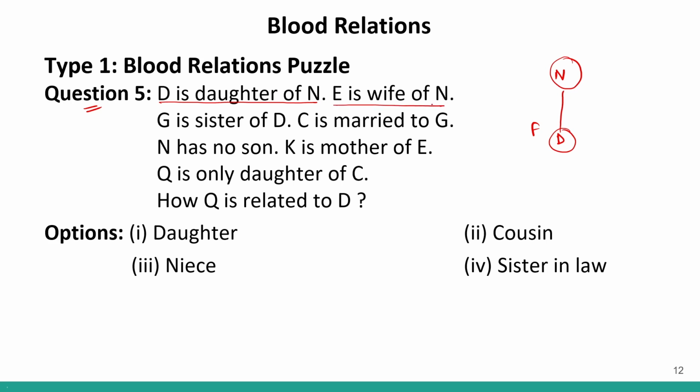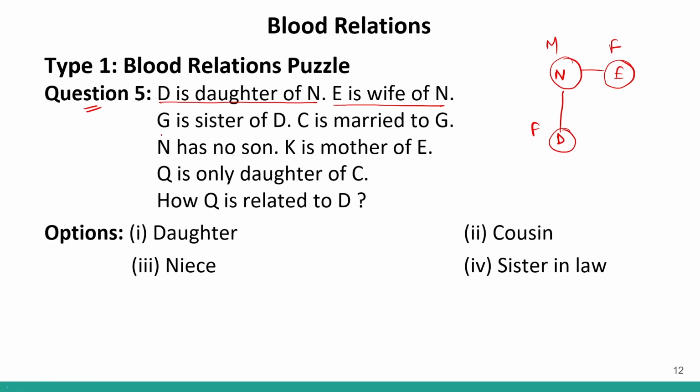E is the wife of N. So E is wife, that means E would be female. And if E is female, N would be male. So N is basically the father of D. Okay, this will be the arrangement.